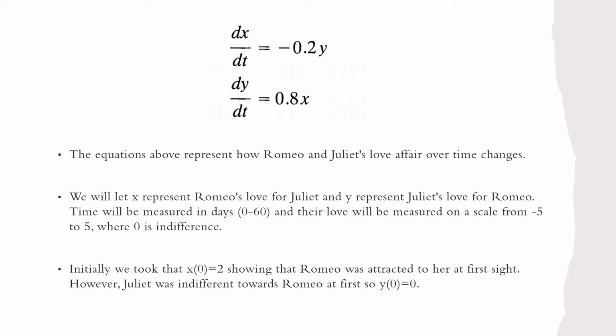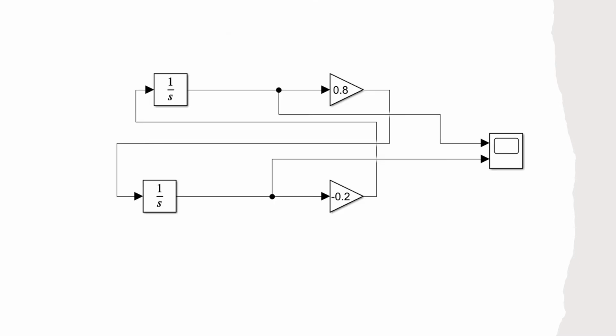Initially, we took that Romeo's love began at 2, which shows that he was attracted to her at first sight. However, Juliet was indifferent towards Romeo, so her initial condition was 0. This is the block diagram that we used.